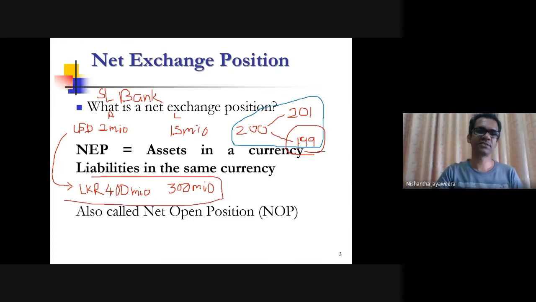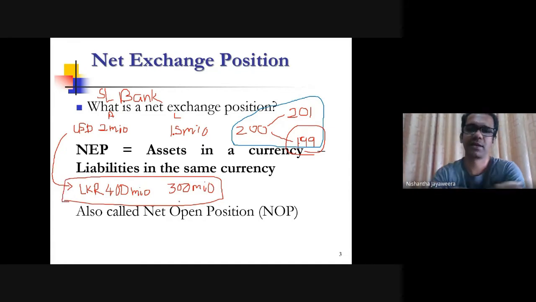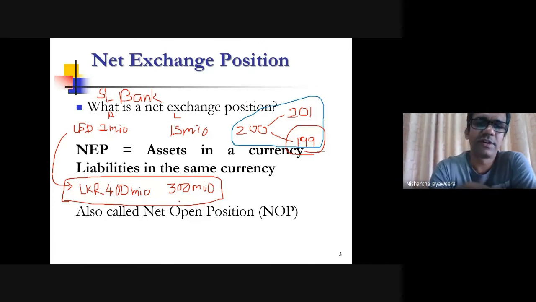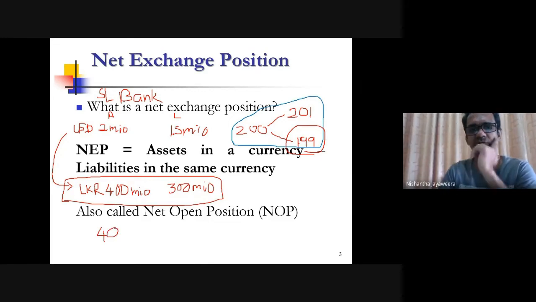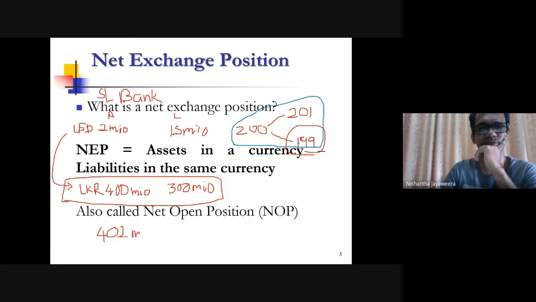So these are the rupee amounts as of today. What would happen to these rupee amounts if the exchange rate goes to 201? This would become 402 million. Correct? What would happen to the liability amount?